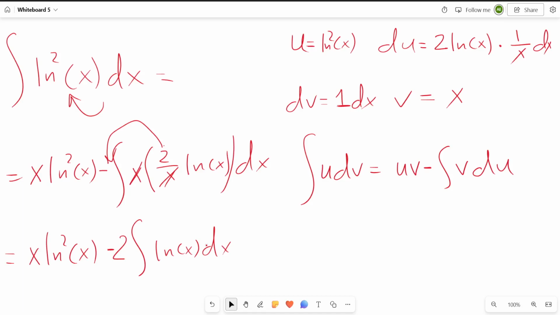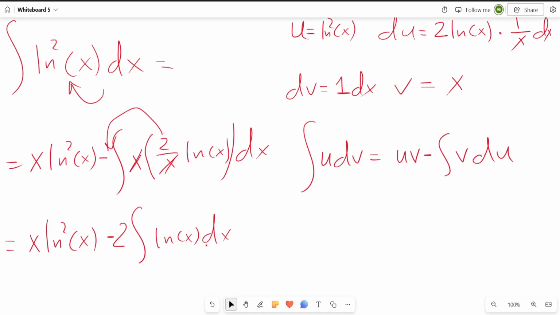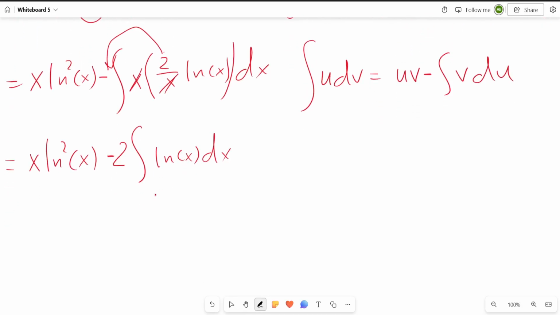Okay, so what is the integration of ln of x? Let's take this again and see how we can solve it. Let's integrate by parts again. Let's choose our u as something that's easily differentiated. In this case, I'm going to choose it as ln of x. The differentiation of that is 1 over x, and I multiply the dx to the other side.